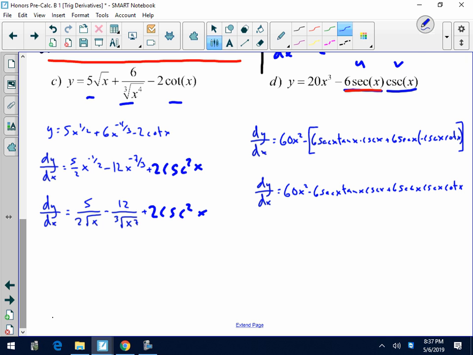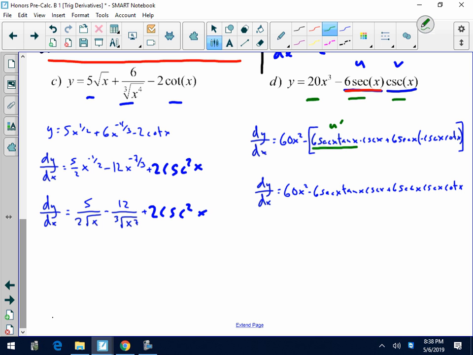Now finally with this last one, we have two terms, right? We can take the derivative with the power rule for that first term, and then that second term we're going to have to take the derivative with the product rule. So right here, when we take our derivative, we will say the derivative of 20x cubed would be 60x squared, and then we're subtracting away this product rule. So right here, we have our u as 6 secant x, so right here our u prime is going to be 6 secant x tan x.